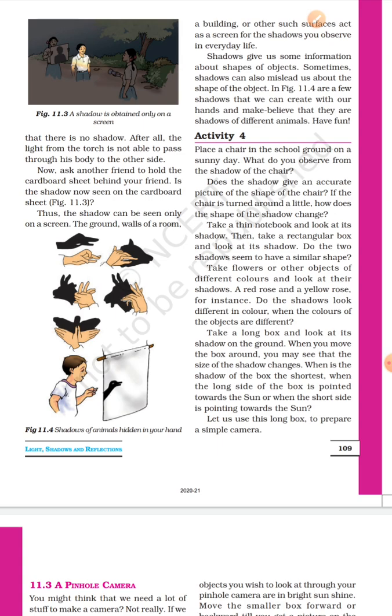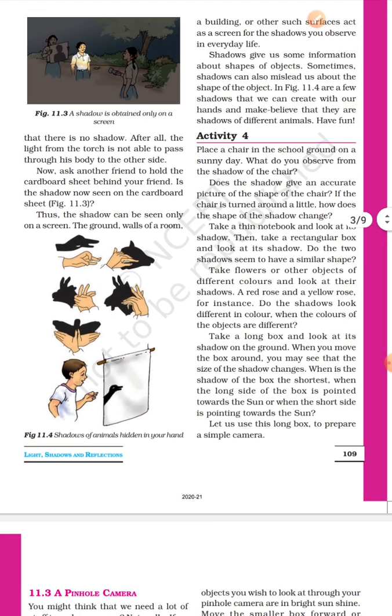Take a long box and look at its shadow on the ground. When you move the box around, you may see that the size of the shadow changes. When is the shadow of the box the shortest? When the long side of the box is pointed toward the sun, or when the short side is pointing towards the sun? So these are very important things. By activity we can learn these things.